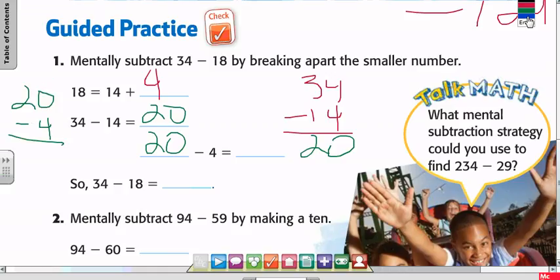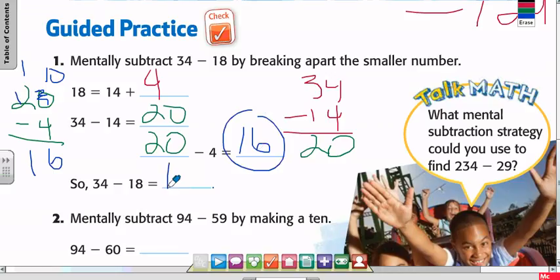0 minus 4, can I do that? No, I have to borrow from the 2, that makes it a 1. The 1 that I borrow goes next to the right. Instead of 0, I get 10. So 10 minus 4 is 6. And then 1 minus 0 is 1. So 20 minus 4 is 16. Therefore, 34 minus 18 is going to be 16.